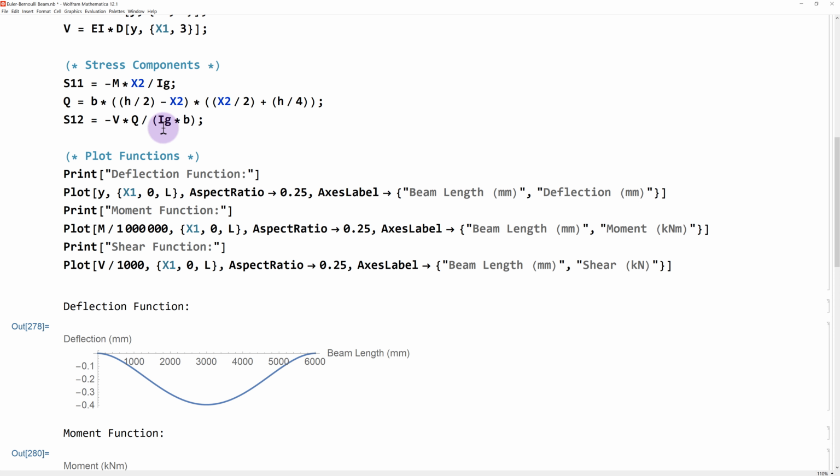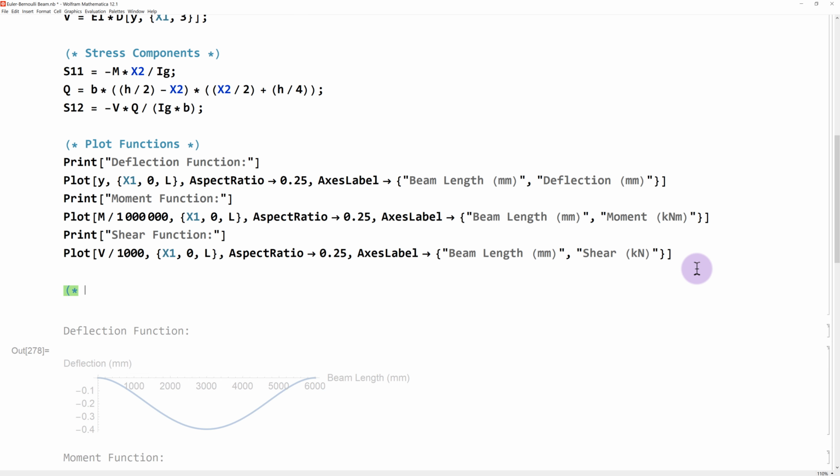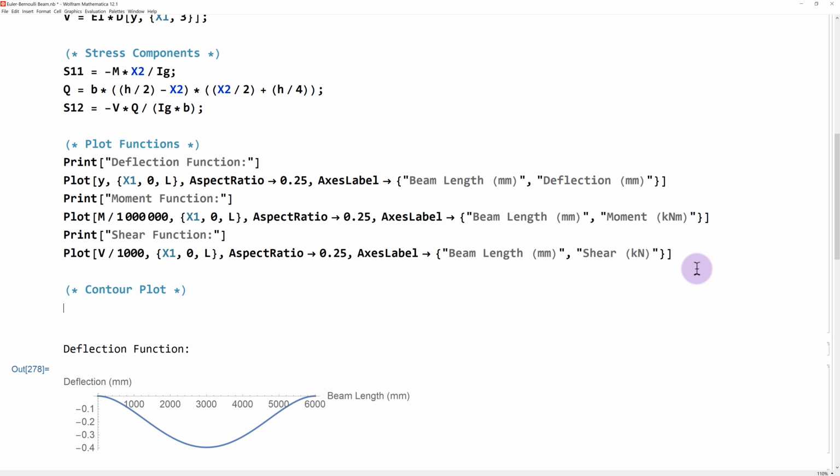Now, when we're dealing with functions of x1 and x2, such as the stress components, it's actually better to use a contour plot. So I'm going to add a thing, and I'm going to go contour plot, which basically shows us the stress distribution over the beam. Now, even though they sound scary, they're actually very, very simple to use. Just like before, we're going to use a very specific command, and instead of plot, it's contour plot. And I just got to make sure I spell it right.